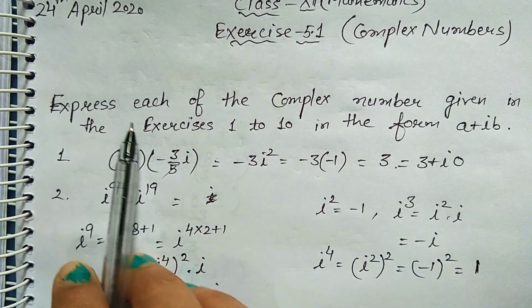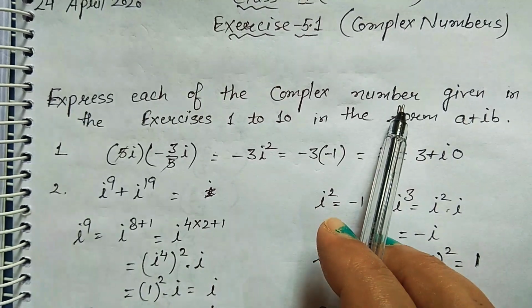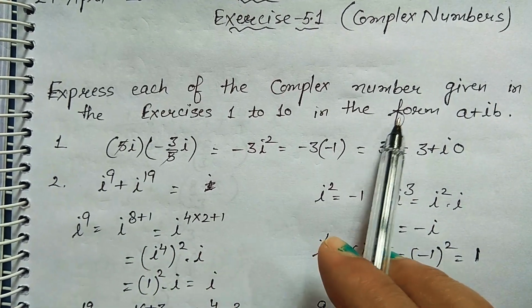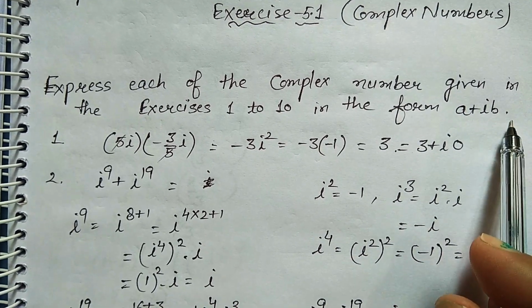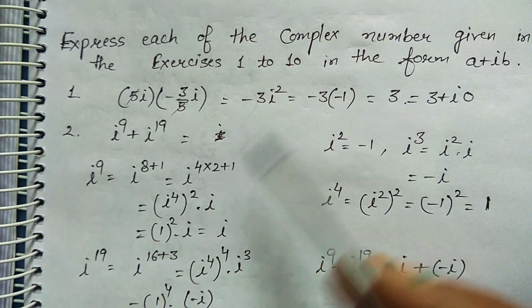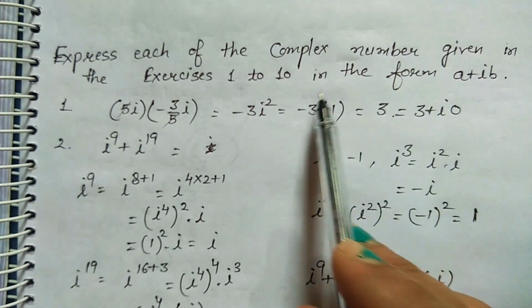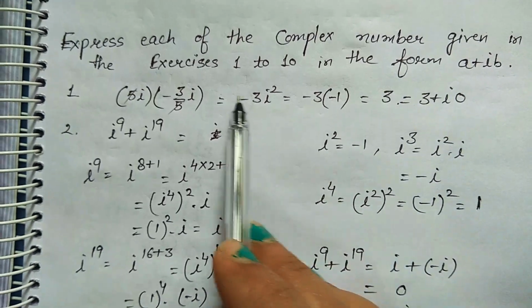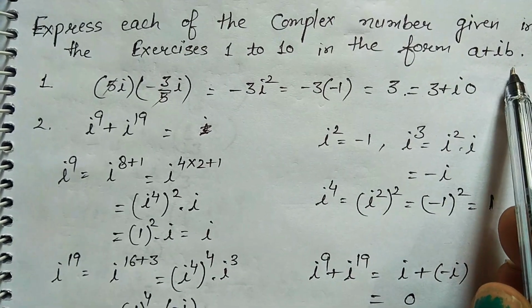In the first question, express each of the complex numbers given in exercise 1 to 10 in the form a plus iota b. From questions 1 to 10, we have to write these values in the form of a plus iota b. We will express them in the form of a plus iota b.